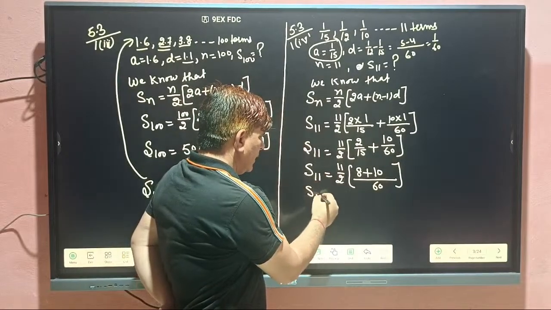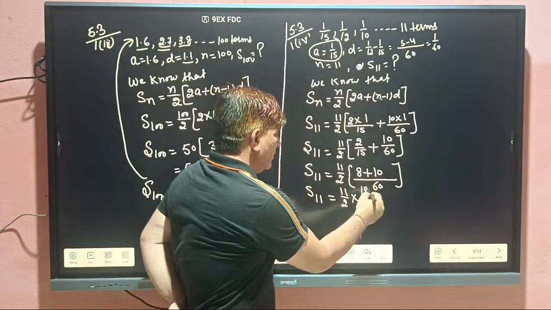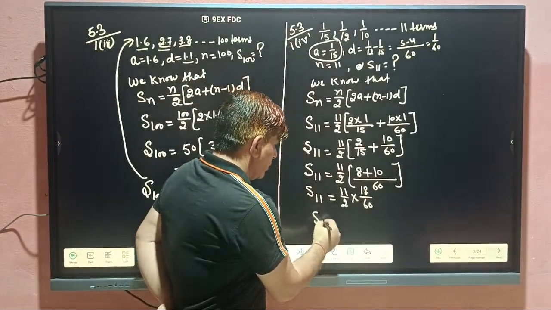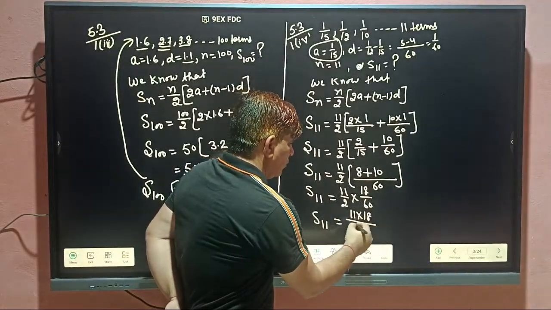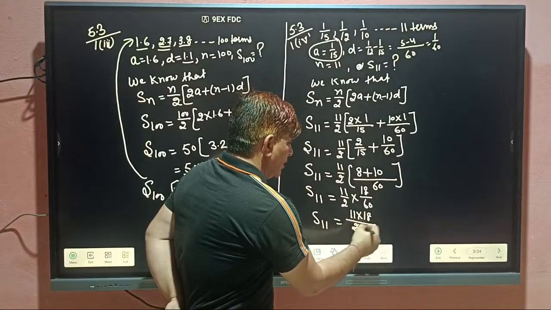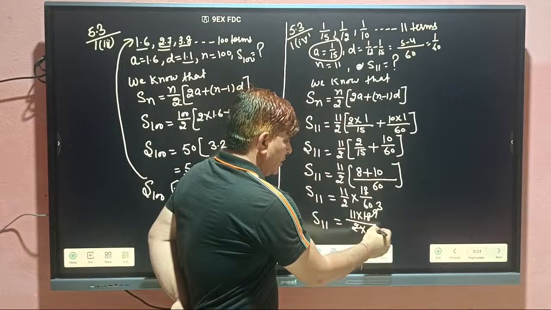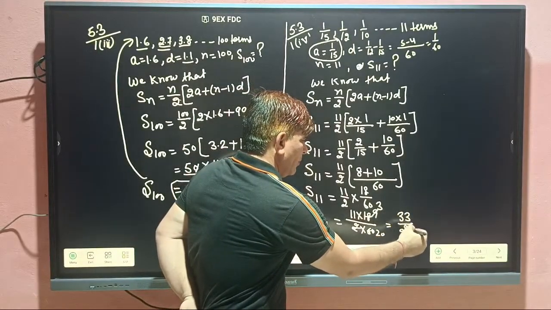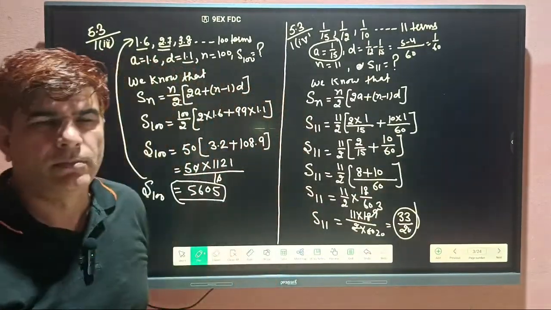So S11 is equal to 11 by 2 into 18 by 60. So S11 is equal to 11 into 18 by 2 into 60. Cancel, what's coming? 9. 3 3s are 9, 3 2s are 6, 20. So it's meaning 33 by 20. What is this? Improper fraction.